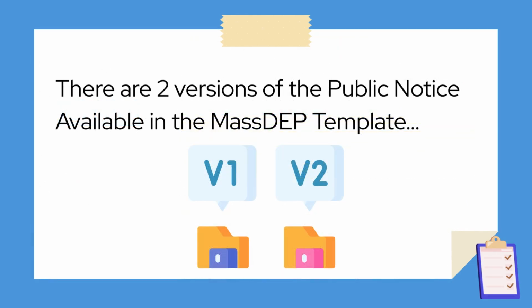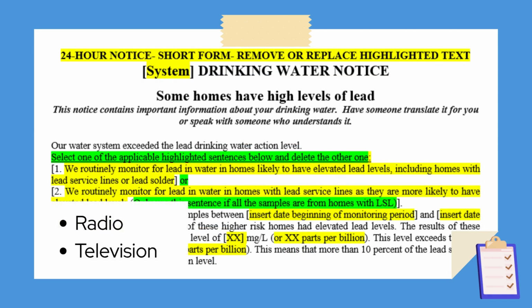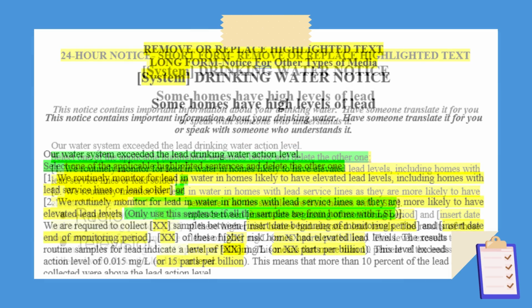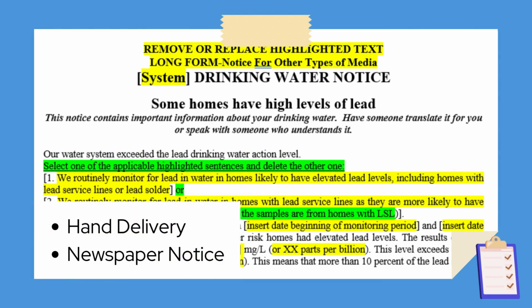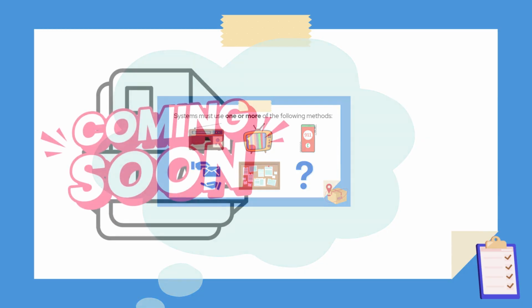As you look through the Tier 1 public notice template, you'll notice that the template includes two versions. The short version is for methods of delivery like radio and television, methods based on speech, while the long version is appropriate for hand delivery and the newspaper notice, methods based on the written word. More information on approved delivery methods is available later in this video.